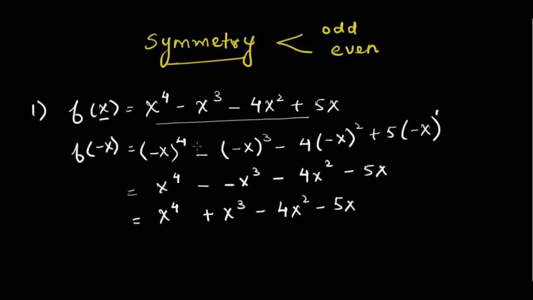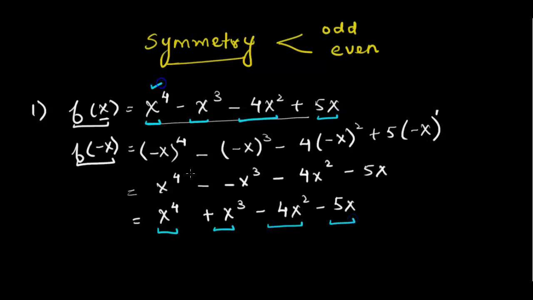Now what we have to do is compare f(x) with f(-x). And how do we compare? We check whether all the terms of f(x) and f(-x) have exactly the same sign and same numbers. For example, here x to the power of 4, here x to the power of 4. So it's exactly the same sign and same value. Here it's a negative 1x cubed. This is a positive x cubed. Here it's a negative 4x squared. Here it's the negative 4x squared. Here it's a positive 5x and here it's a negative 5x.